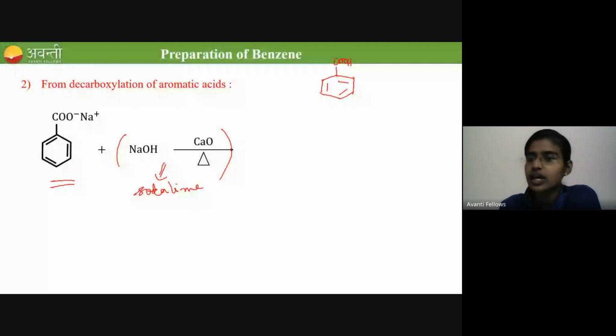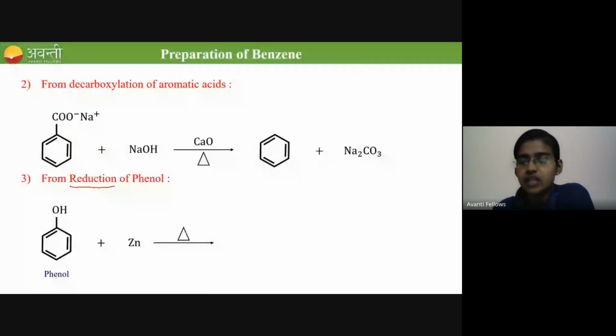So, what will happen if we treat the compound with soda lime? Na2CO3 will come out, and this hydrogen will go and form the bond with this carbon. We will get C6H6. So this is the decarboxylation preparation.